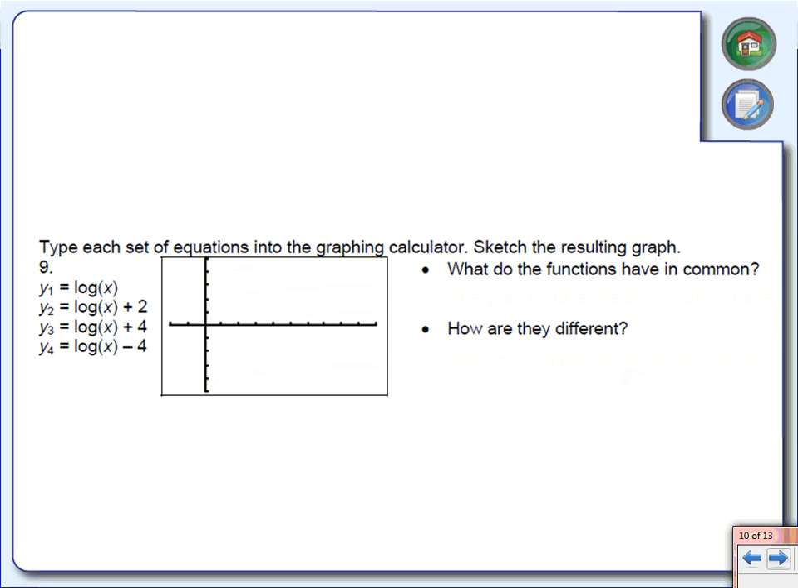All right, let's take a look at one more set here, number 9. So again, we're going to go to our calculators, and in y1 we're going to type in log of x, which we should already have. In y2 we're going to type in log of x plus 2, log of x plus 4, and log of x minus 4. Well, let's see what happens. Let's not forget, guys, even though you don't see the base, it is there. What is the base that we're using? 10. That common log.